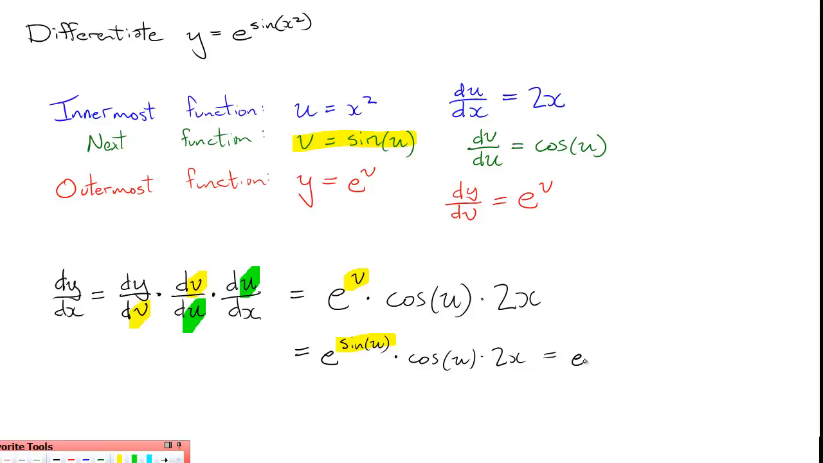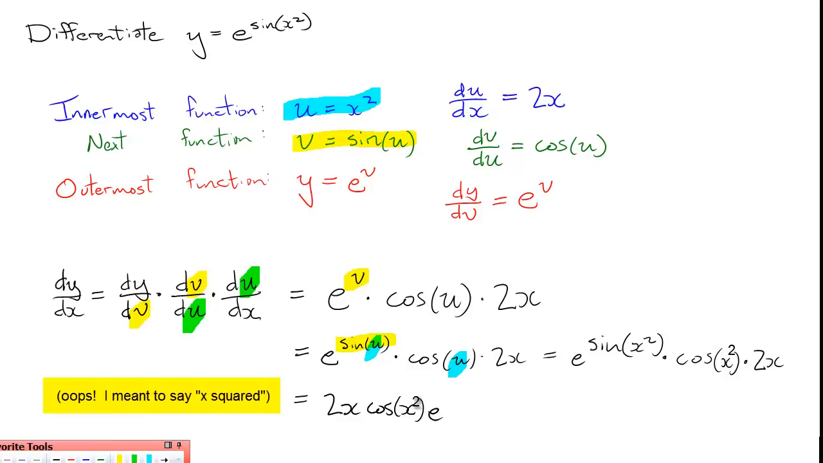So now we'll say, what is u? Well, u is x squared. So we have a u here, and u is x squared, so e to the sine x squared times cosine of x squared times 2x. And let's just rewrite that in a more conventional order. We'll put the constant up front, 2x cosine of x squared, e to the sine x squared. And there's the derivative of that composite function.